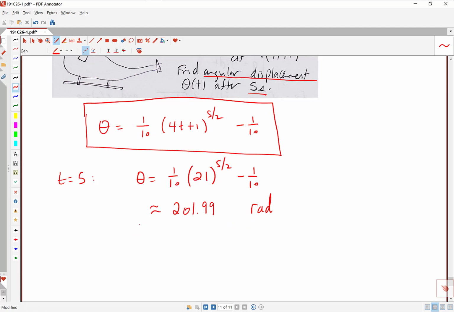So what might be more physically meaningful here is if we just convert this to a number of rotations. So what we would need to do is just divide by 2 pi, or if you wanted to think about this just in terms of proper units, you could say multiply it by 1 over 2 pi, because you're really saying 1 rotation per 2 pi radians. And that would take you into a number of rotations. So dividing 201.99 by 2 pi comes out to about 32. Okay, so to me that's more intuitive. So this rotor has gone through about 32 full rotations in the first 5 seconds.